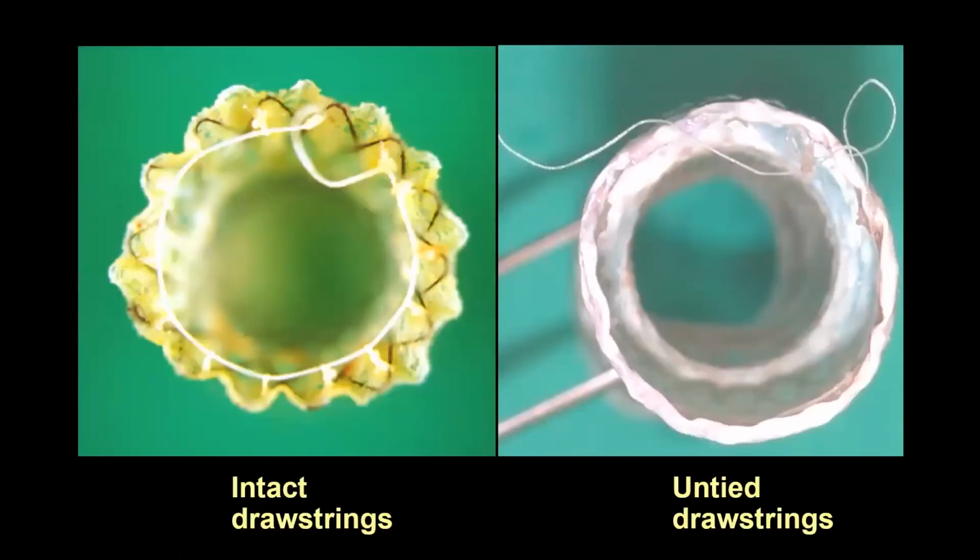Most of the drawstrings were intact even after stent removal. Here is an example of intact drawstring, and here is an example of untied drawstrings.